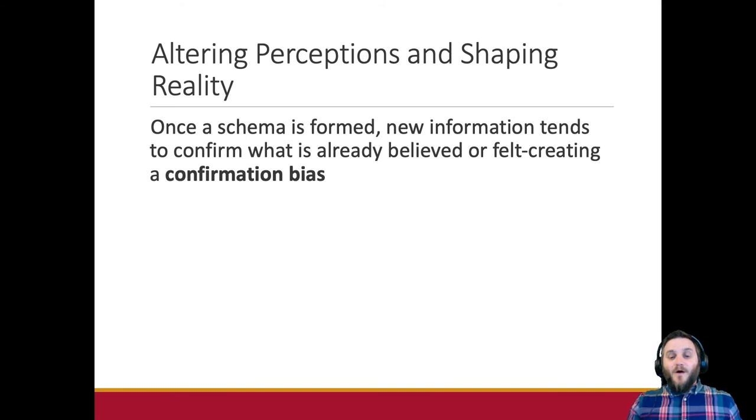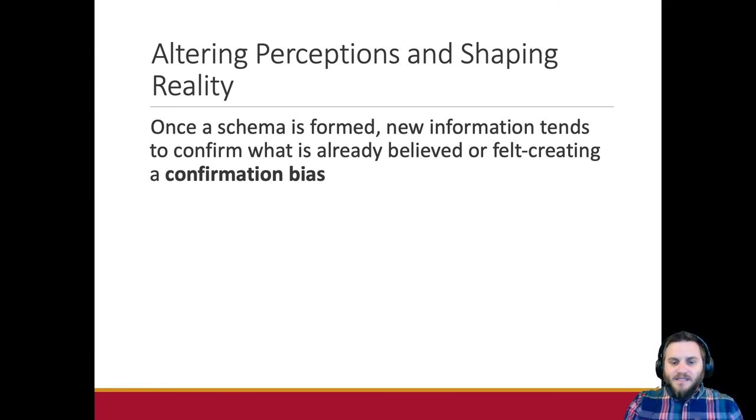Schemas also change the way new information is handled. Okay. Let's go back to confirmation bias, shall we? So you get new information in. You're like, is this new information good? That is, does it confirm my worldview or my currently held beliefs? Or is it bad? Does it not confirm my worldview or previously held beliefs?